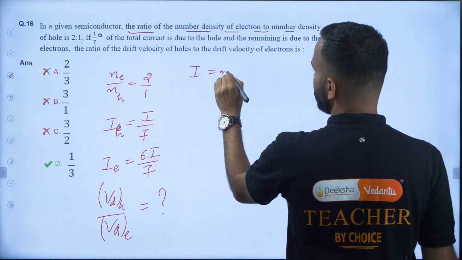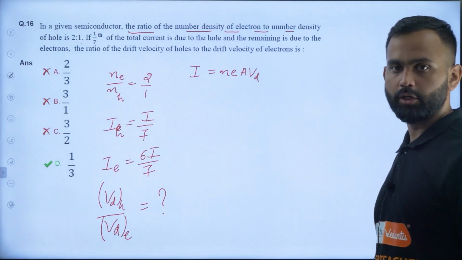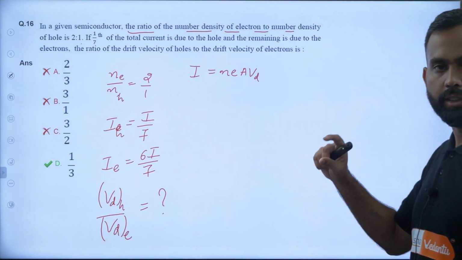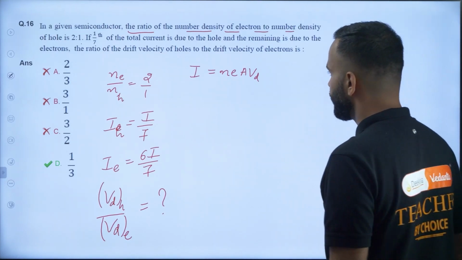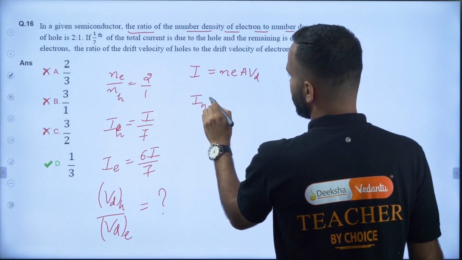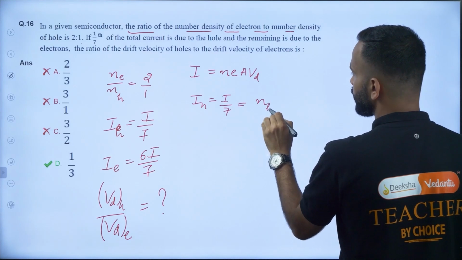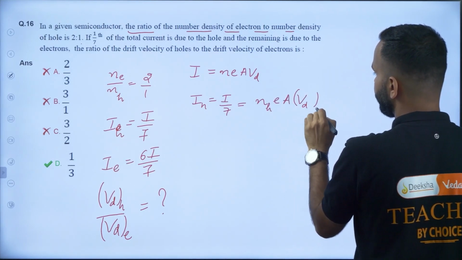I equal to N E A V D. What is N? Number density of the charge carrier. E is charge of the electron. A is area of cross section of the wire. Vd is drift velocity of the charge carrier. Okay. So now for hole, IH is equal to I by 7, which is equal to NH into E into A into VDH.